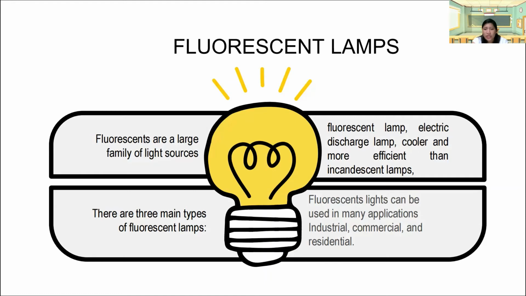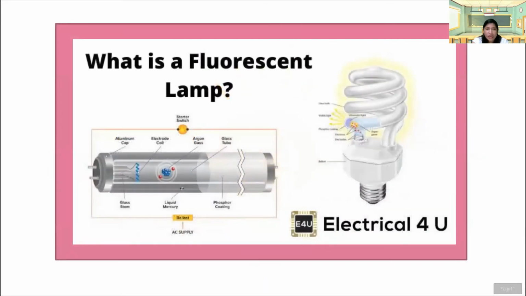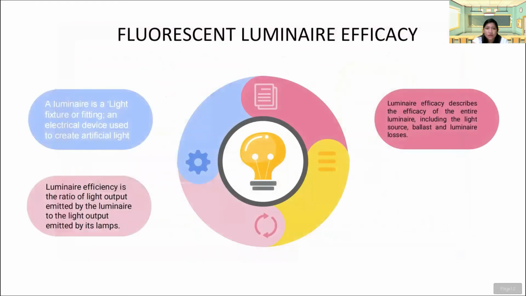So, sa kung ingon ganina, fluorescent lamp is common siyang ginagamit sa tanan, sa balay, or commercial building, or residential building. So next is the fluorescent luminaire efficacy. A luminaire is a light fixture or fitting, an electric device used to create artificial light. And luminaire efficiency is the ratio of light output emitted by the luminaire to the light output emitted by lamps.